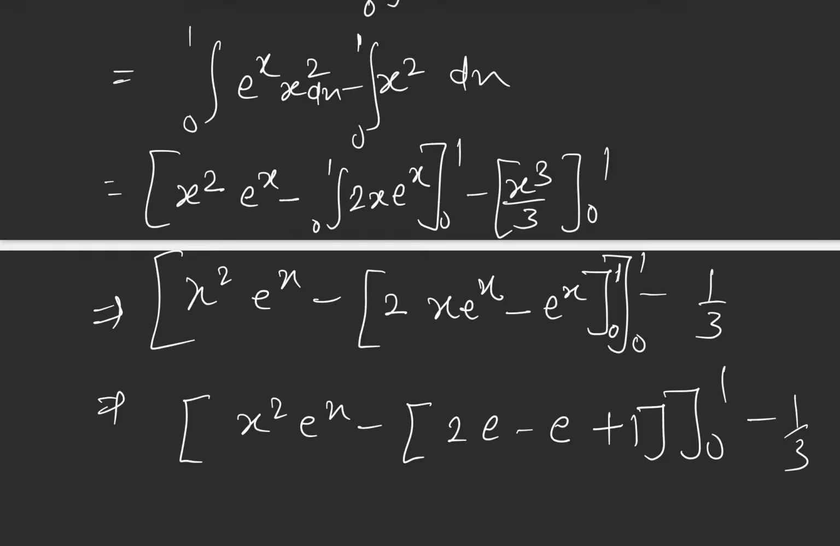What I did here: first I kept limit 1 here, so 2e minus e will get formed. Now if I keep 0, this will be 0, but minus is there, one more minus, so plus 1, e power 0, plus 1.